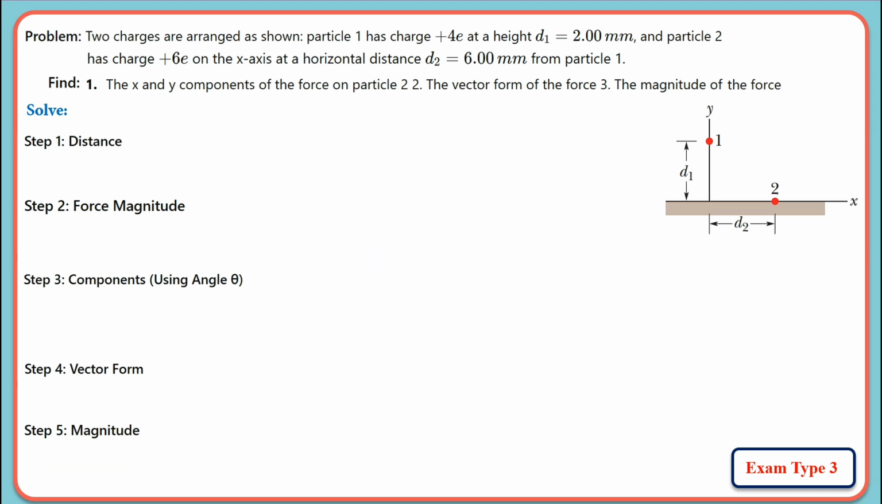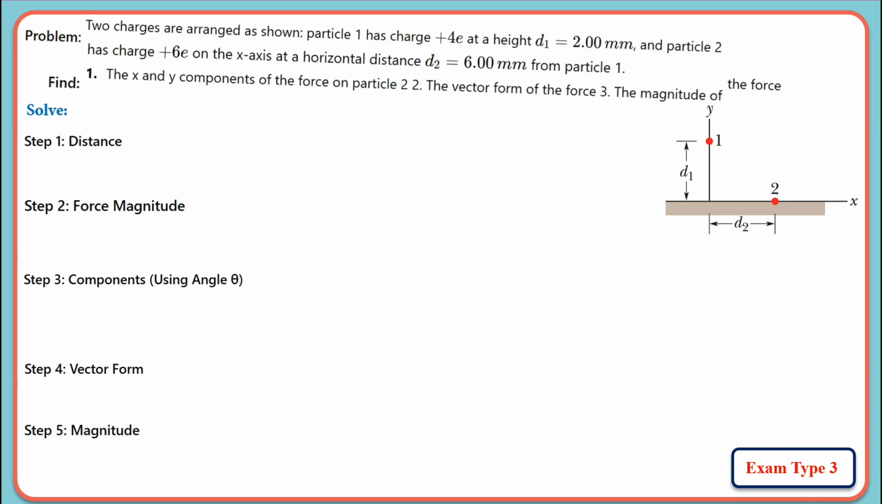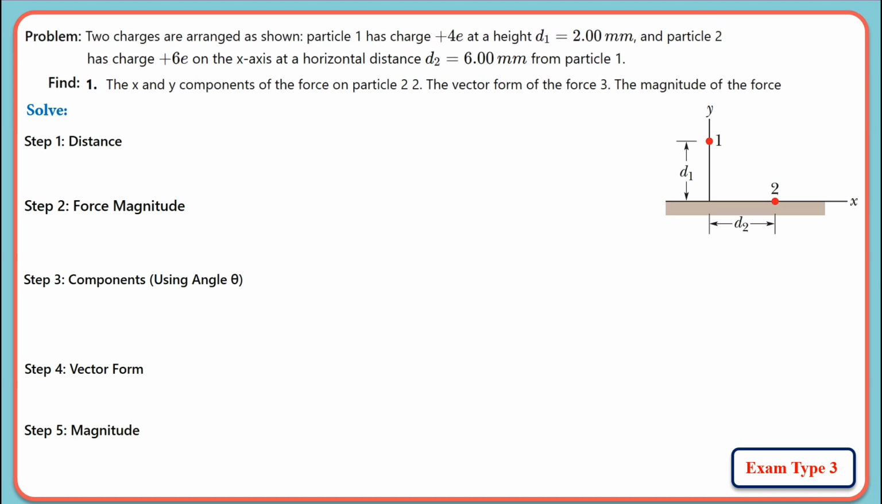Now, let's begin part two with the third type of exam question for chapter one. Two charges are arranged as shown. Particle 1 has a charge of plus 4e and is located at a height of 2 millimeters. And particle 2 has a charge of plus 6e on the x-axis, 6 millimeters away horizontally. We are asked to find the components of the force, its vector form, and its magnitude.